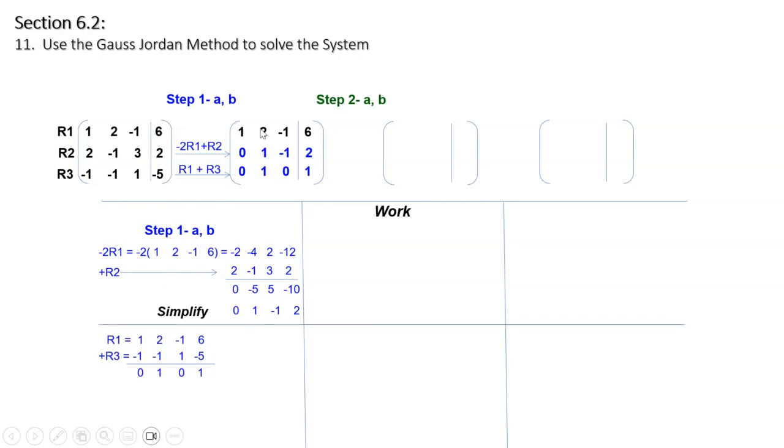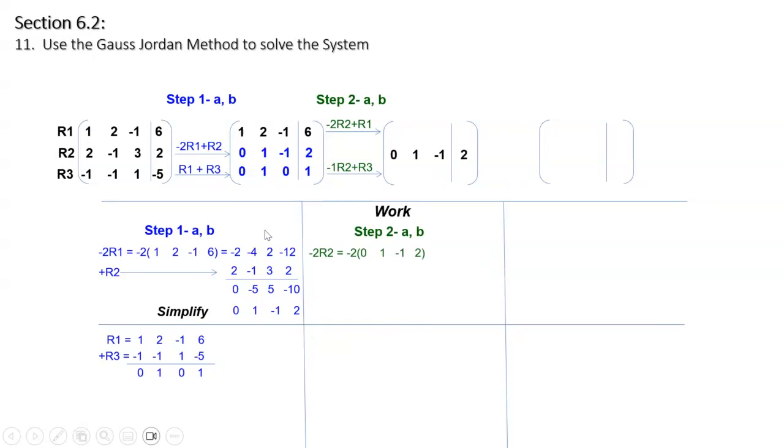Now for step 2, the 2 in row 1 must be a 0, so that's going to change, and also the 1 in row 3 must be a 0. So step 2, we're going to keep row 2. We're going to change row 1 and row 3. So we're going to be using row 2. -2 times row 2 plus row 1 will cancel the 2 in row 1. And -1 times row 2 added to row 3 will cancel the 1 in the third row, second column.